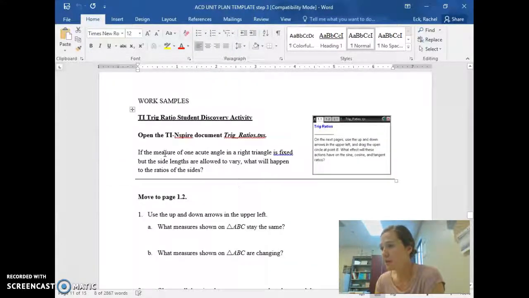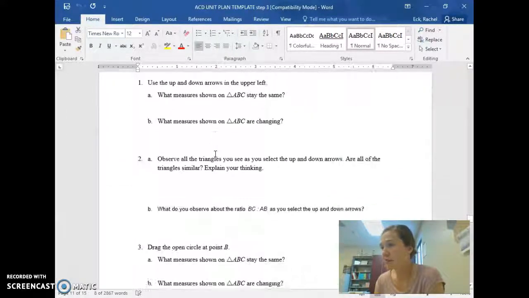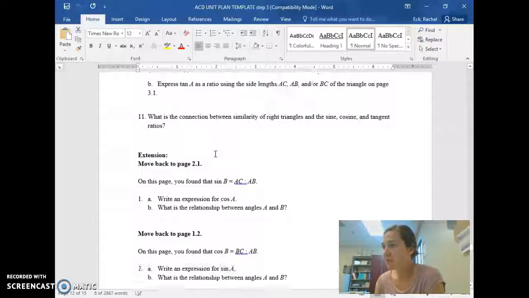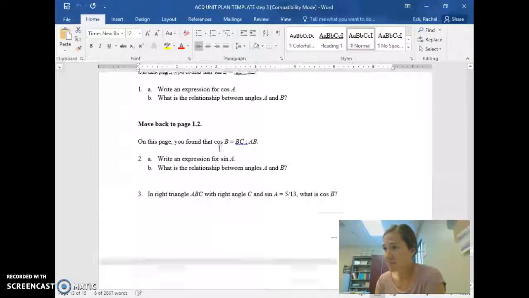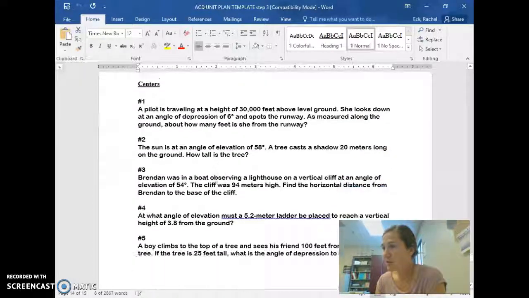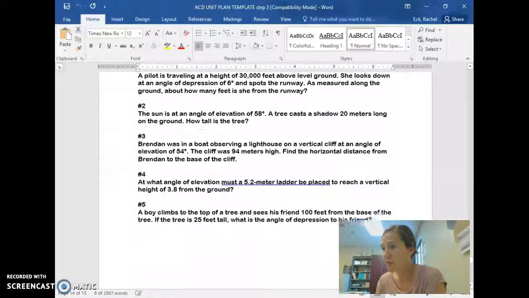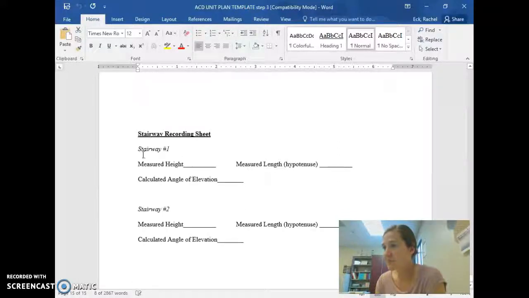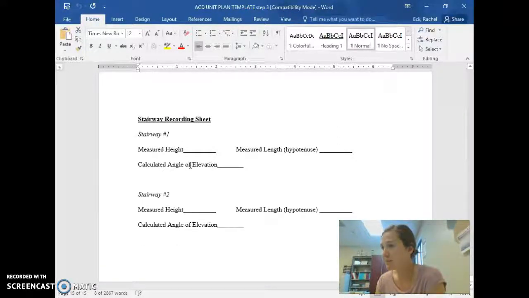So here's the Texas Instrument discovery activity that they will fill out on day 1. And then here are those 5 word problems that they do on the whiteboards. Here are the think questions for the stairway activity. Here's the stairway recording sheet.